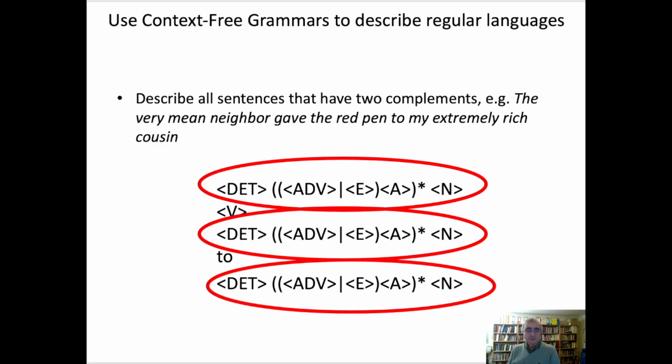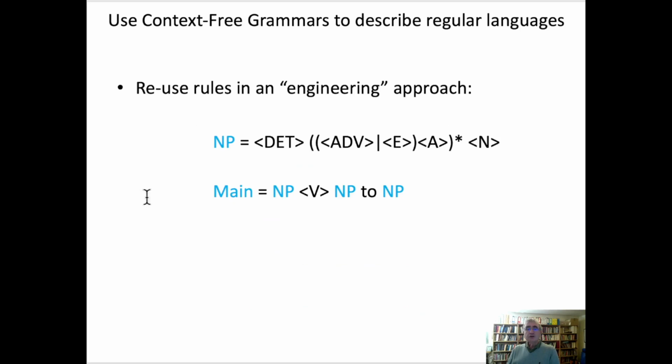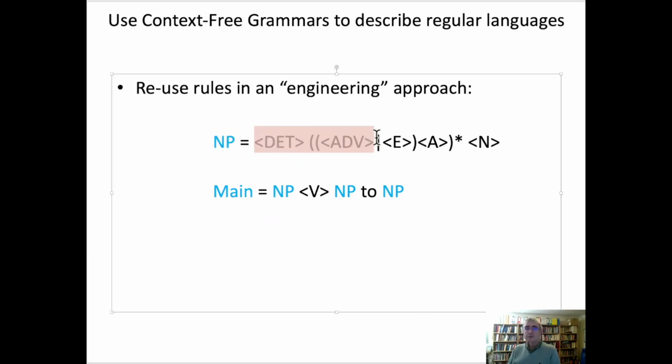So a better way to do it is to use a context-free grammar in which I define noun phrases, in this way: a determiner followed by any number of adjectives followed by a noun. And then I use another rule, a main rule, that says the sentences I want to describe will consist of a noun phrase followed by a verb, followed by a noun phrase, followed by "to", followed by a noun phrase. Notice that it's exactly the same description that I'm using three times.